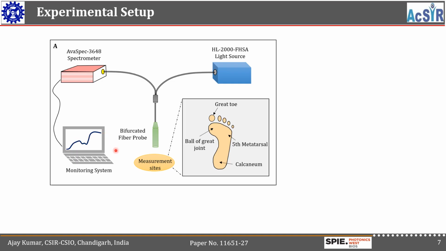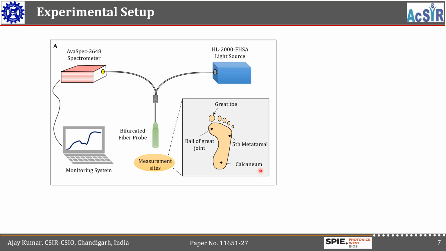The measurement sites for this study are great toe, ball of great joint, fifth metatarsal, and calcaneum of the human foot sole. The reason for choosing these sites is that these are the most susceptible sites for foot ulcer. This may be due to the greater pressure exerted on these sites during standing and walking process.